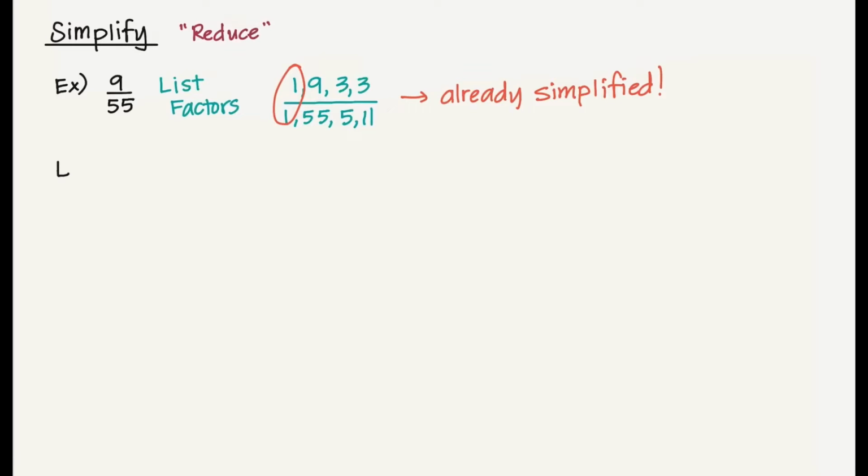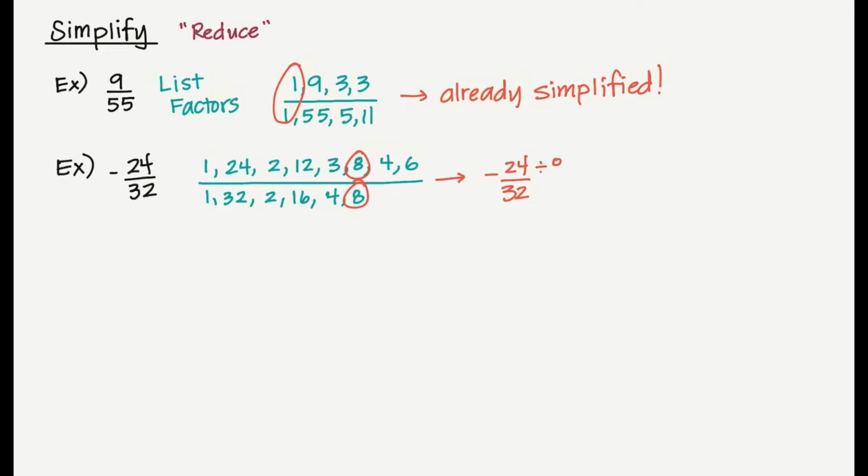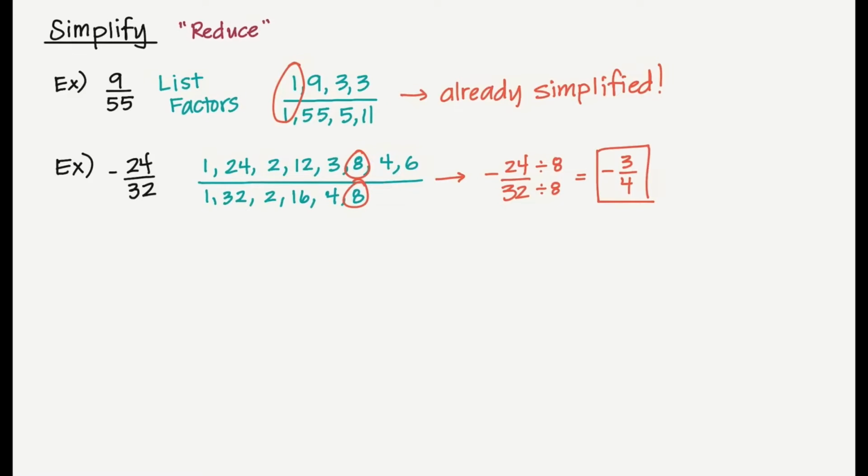So let's go ahead and try another one. This time let's do -24 over 32. And again, let's try to list the factors. So 1 times 24, 2 times 12, 3 times 8, 4 times 6, and I think that's about it. How about the bottom? 1 times 32, 2 times 16, 4 times 8. I think that's about it. So looking at what's in common, they both have an 8 in common, so I can divide them both by 8. And that's how I'm going to simplify this fraction. And I end up with -3/4 as my final answer.